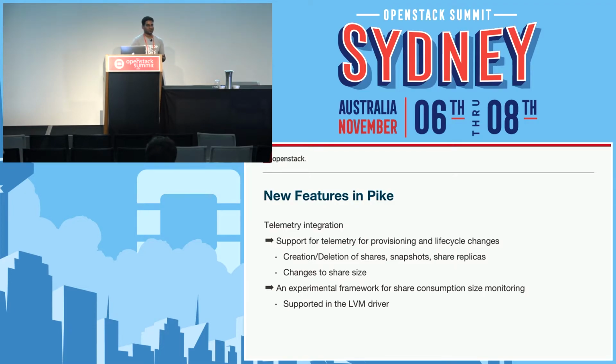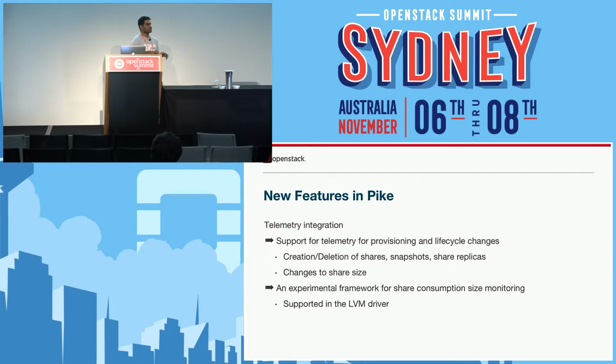So part of the new features for Pike, telemetry integration. This was support for telemetry. This didn't exist before Pike for us, and so now we're able to track creation and deletion of shares, snapshots, share replicas, and any changes to the share size. Right, if you're trying to extend, shrink, all of that can be funneled out into the telemetry API that OpenStack provides.